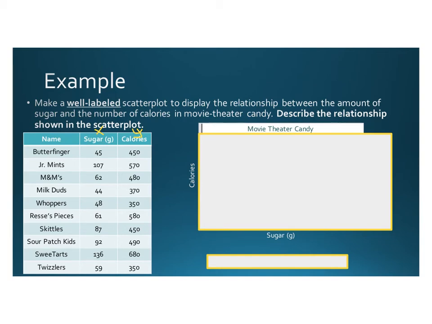Now, because our story says well-labeled scatter plot, you need to scale your horizontal and vertical axes. In the sugar column, notice that our smallest number looks like 44, and our largest number is 136. So if it were me, I would either choose to scale it by 10, starting at 40, or you could scale it even as high as 20s. Do that now.